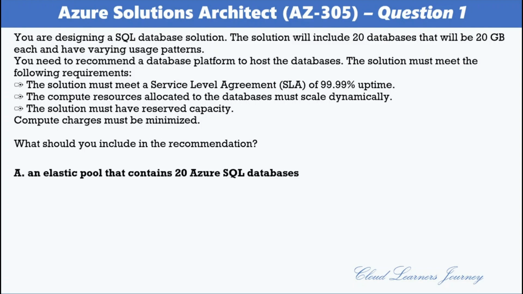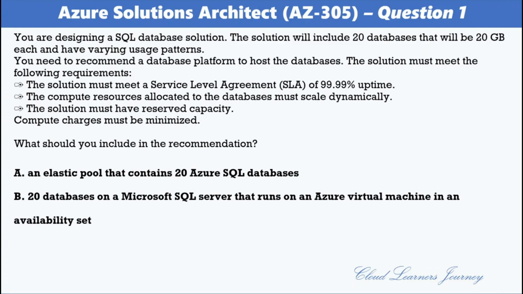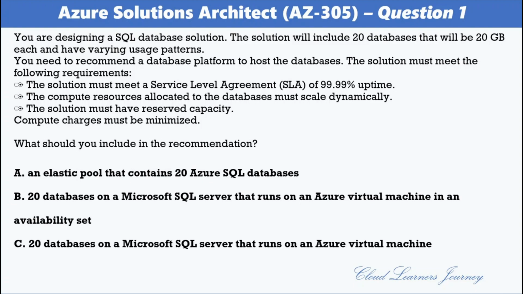And the options are A. An elastic pool that contains 20 Azure SQL databases. B. 20 databases on a Microsoft SQL server that runs on an Azure virtual machine in an availability set. C. 20 databases on a Microsoft SQL server that runs on an Azure virtual machine. D. 20 instances of Azure SQL database serverless.